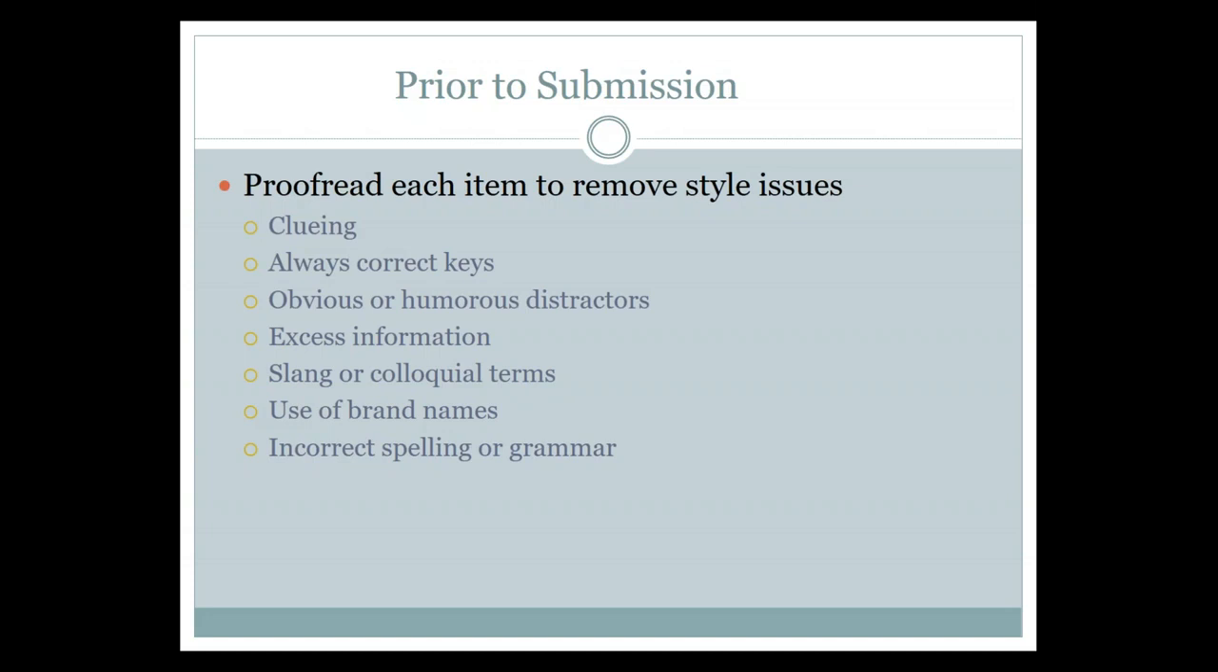Also look for cluing, which we'll see an example of. Always correct keys, which we'll see an example of. Any obvious or humorous distractors, I call them Sunday at 5 o'clock distractors, when you're at the deadline and you put something in. Any excess information, again, cut out. It's not a reading exam. No slang or colloquial terms. No use of brand names. Always spell it out, a facial tissue instead of Kleenex, for example. And of course, any incorrect spelling or grammar.